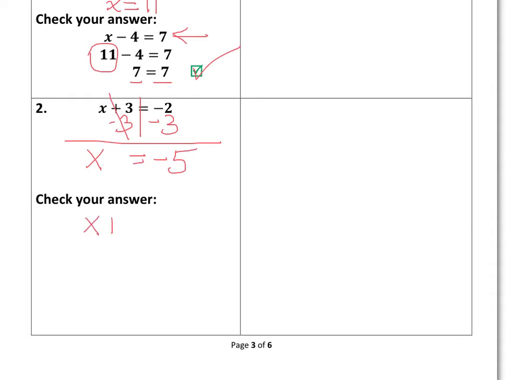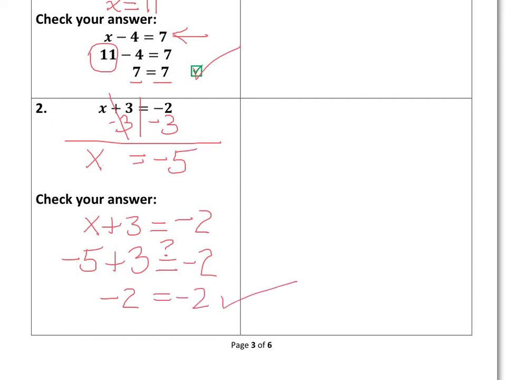Go to the original equation. X plus 3 equals negative 2. Substitute. X equals negative 5. And I'm going to ask myself a question, really. Does this equal negative 2? Negative 5 plus 3, does it equal negative 2? It does equal negative 2. Different signs, take the difference. So I'm going to subtract those numbers. I get 2, and I'm going to give it the sign of the number that's farthest away from 0 on the number line. So negative 2 does equal negative 2, and I've checked my answer.